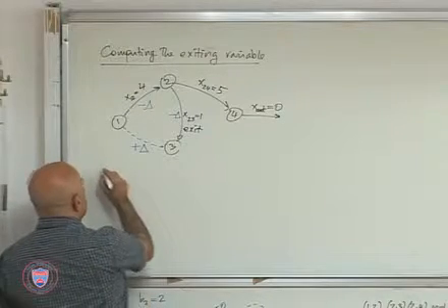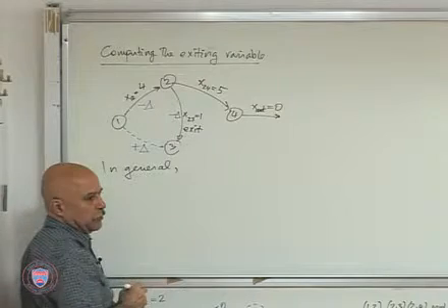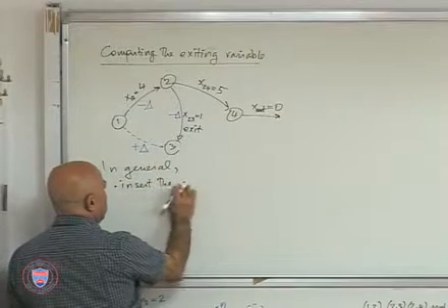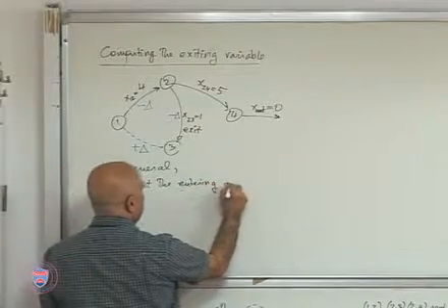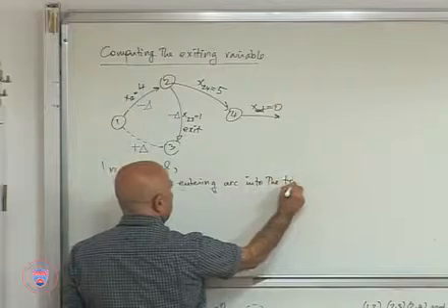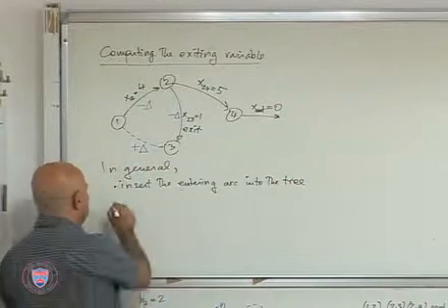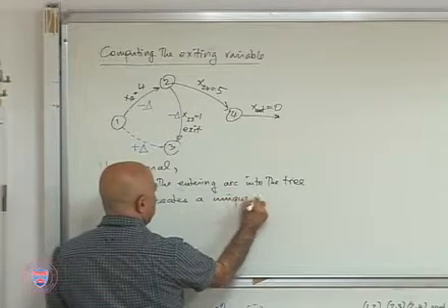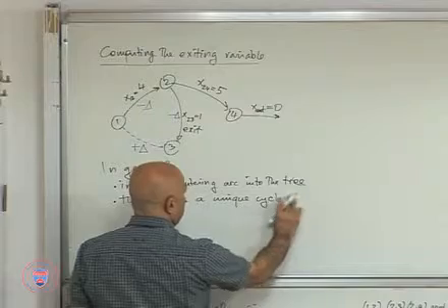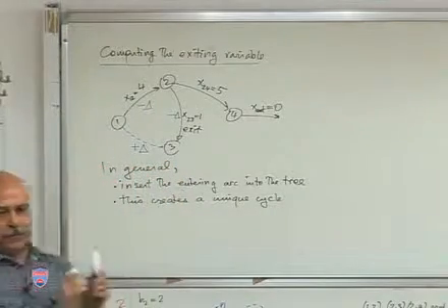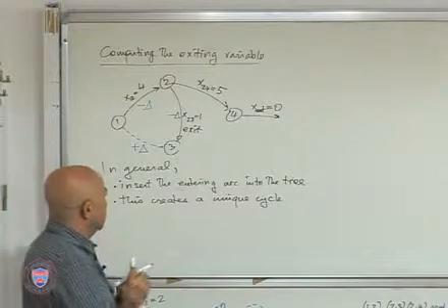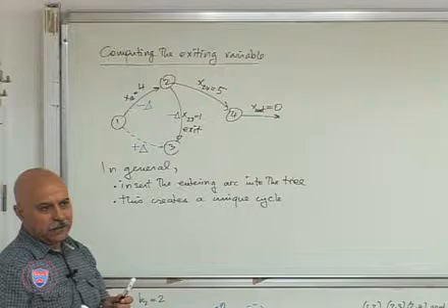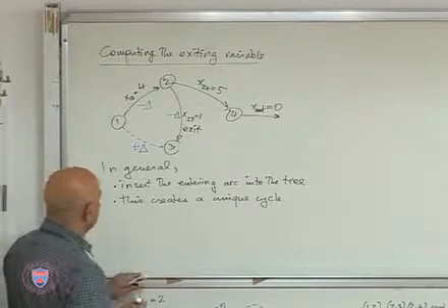In general, what do we do? We do a number of things. Insert the entering arc into the current rooted tree. This creates a unique cycle in the new subgraph, which includes the old tree plus the new entering arc. Okay? Why does it create a unique cycle? Because the old one did not have any cycle. When you inserted an arc, it creates a cycle. That's one of the properties of trees. Okay?